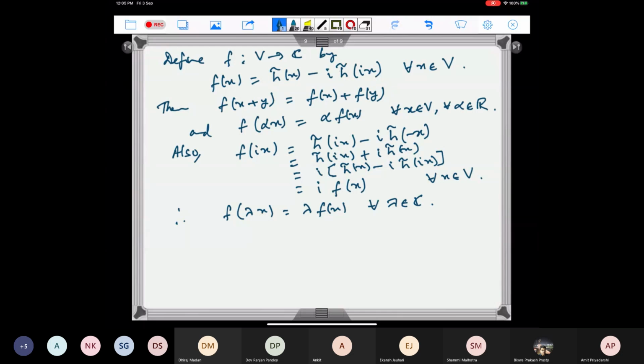Yeah, so let me just finish this proof. So therefore, we get that f is linear. So therefore, f belongs to V prime.